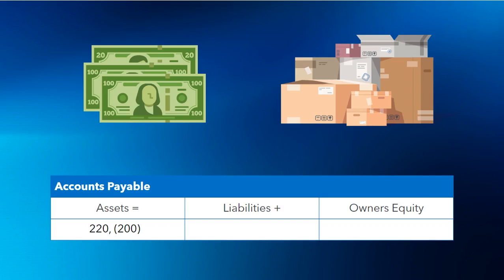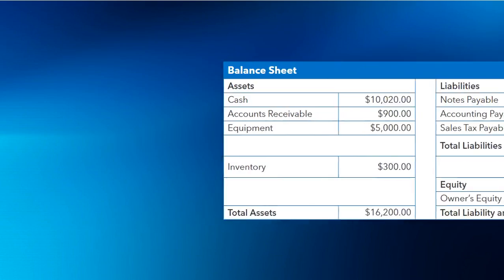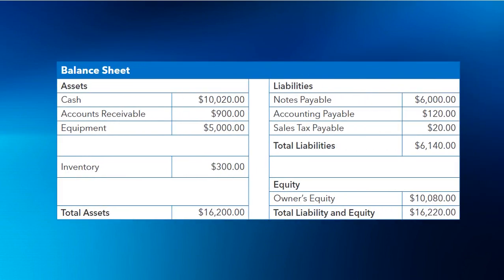Because the $220 that business XYZ collected also has sales tax included, we need to increase our liabilities by $20, since that is what was put into our sales tax payable account. In other words, if you look at the balance sheet, you can see that cash has increased by $220, inventory has decreased $200, and we now have a sales tax payable account in liabilities, leaving business XYZ with $16,220 as the total for our assets and liabilities plus equity.